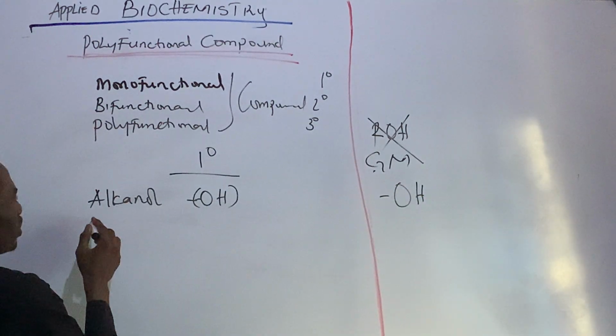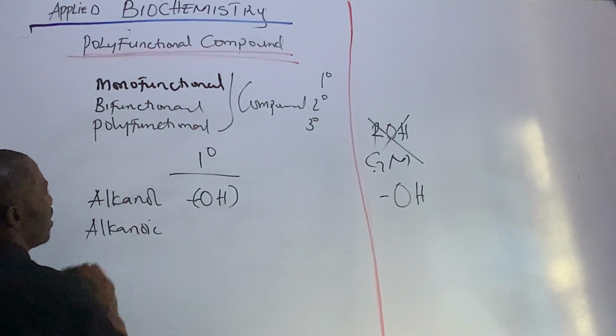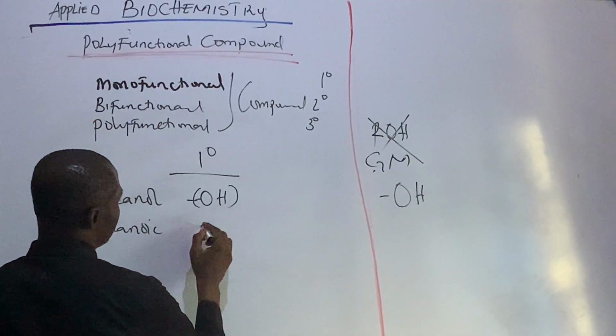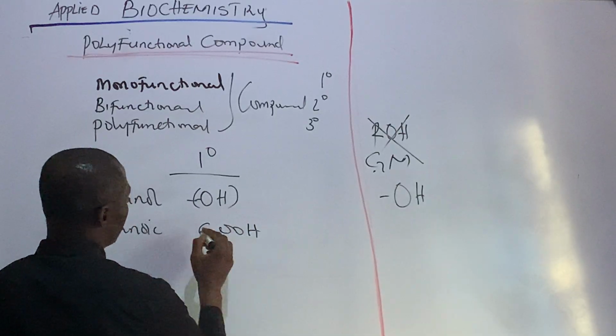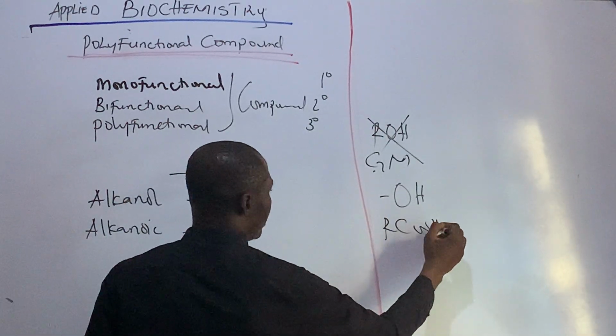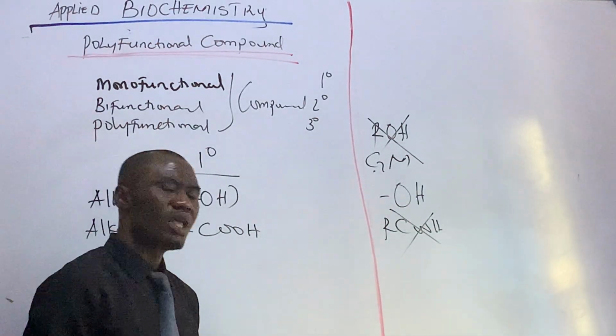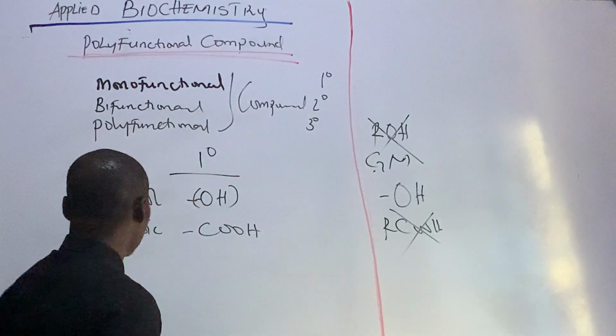Now we look at another one, like the alkanoic acid. The functional group for alkanoic acid is COOH. The functional group for alkanoic acid is not RCOOH. This is not the functional group. This is the general molecular formula. And then we have another functional group. Let me add another one here.